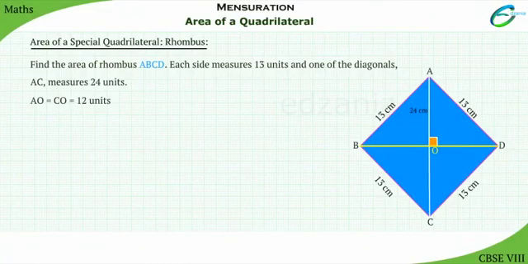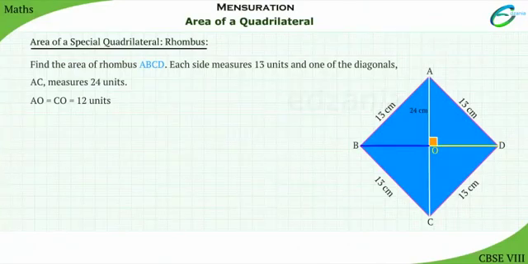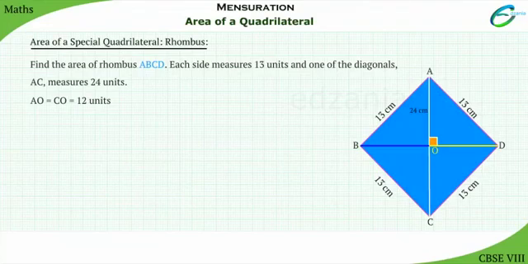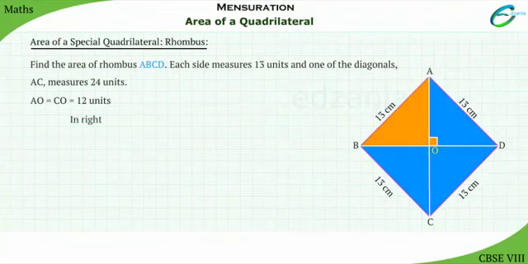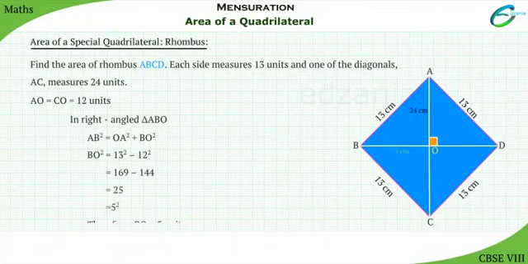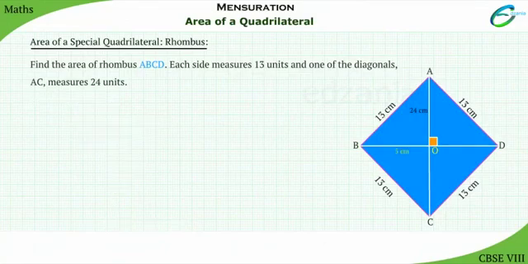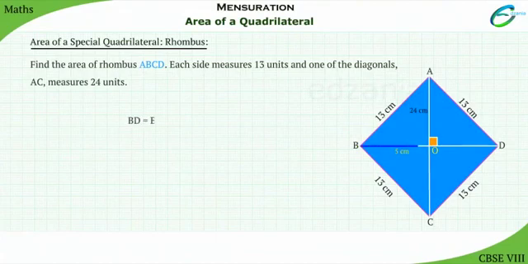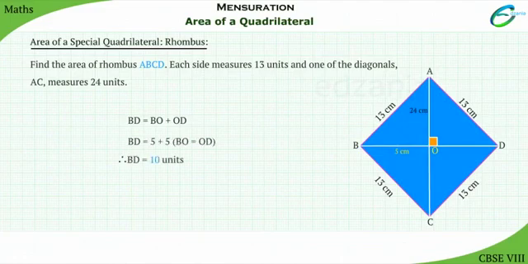Observe that the length of diagonal BD is the sum of the lengths of segments BO and OD. To find the length of segment BO, we consider the right angle triangle ABO and apply the Pythagoras property. Thus we find the length of segment BO. As the diagonals of a rhombus bisect each other, the lengths of segments BO and OD are equal. Therefore, the length of diagonal BD is twice the length of BO.